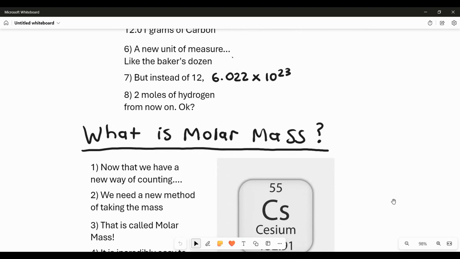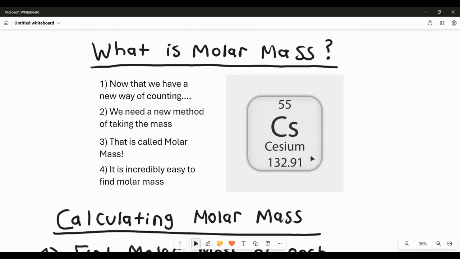Now, of course, since we have a new system of counting, we need what is called a molar mass. So we need another mass system for counting the mass of each sample. Now, it's really simple and easy to find the molar mass of a single element. So here I pulled cesium from the periodic table, element number 55. And as you can see, this number, 132.91, is its atomic mass in atomic mass units. But if you want the molar mass, which is measured in grams, it's the exact same number, but in grams.